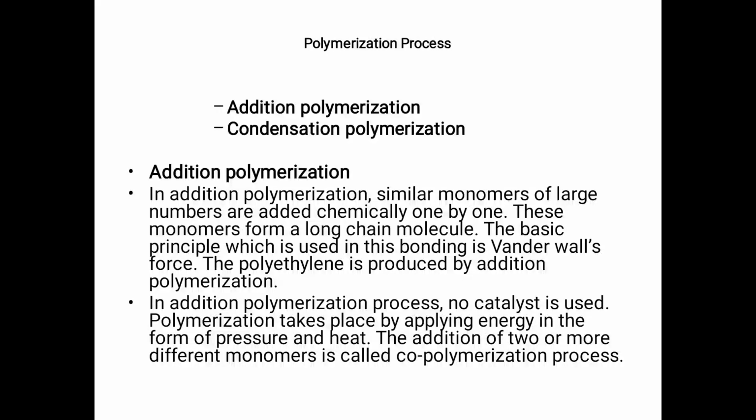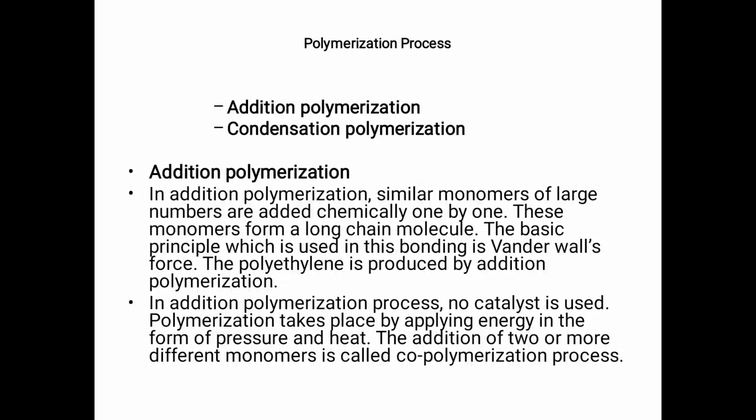Basically, we should know the polymerization process. The polymer is made up of linking thousands of monomers, and the large molecule thus obtained is called the polymerization process. It is achieved by one of two processing techniques: addition polymerization and condensation polymerization. In addition polymerization, a large number of similar monomers are added chemically one by one. These monomers form a long chain molecule.